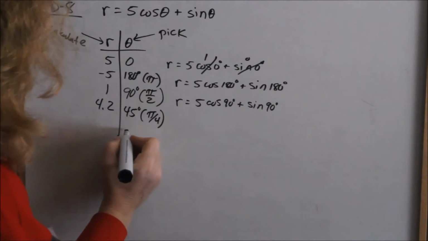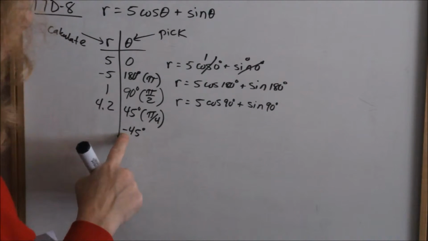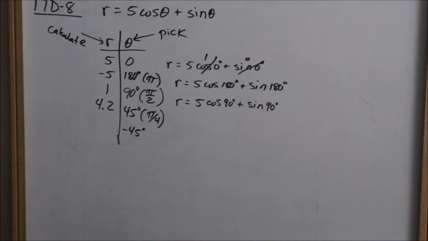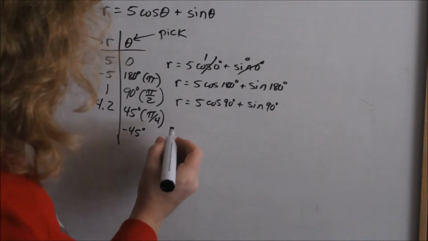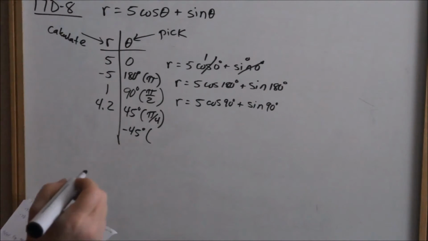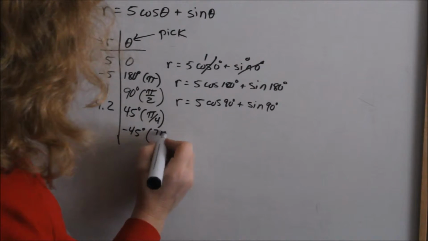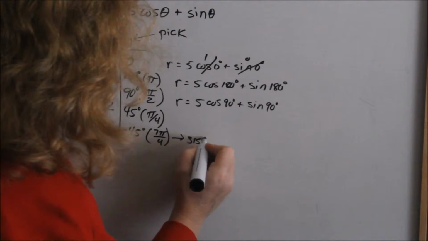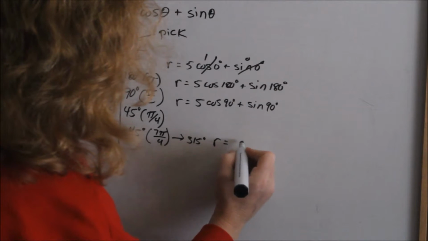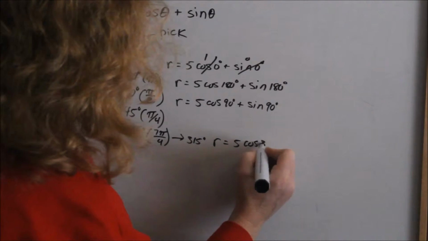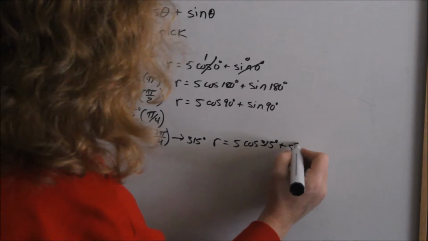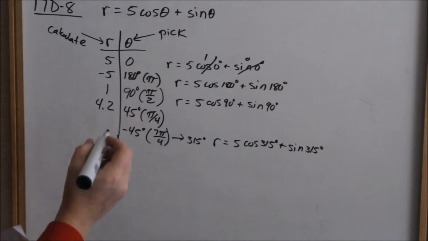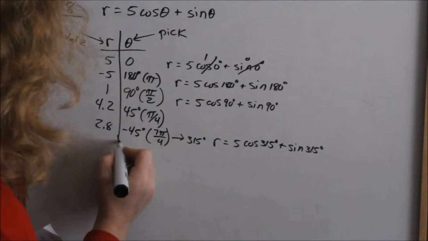So then I picked negative 45 degrees. Remember, negative means going in the clockwise direction. Negative 45 degrees is also the same thing as 315 degrees, which is also the same thing as 7 pi over 4. So I recommend using 315 degrees in your calculations. r equals 5 times cosine of 315 degrees plus sine of 315 degrees, and when I did that, I came out to 2.8.